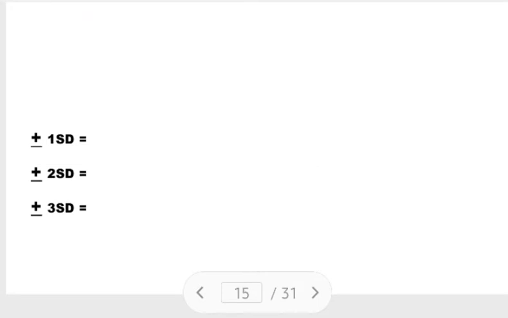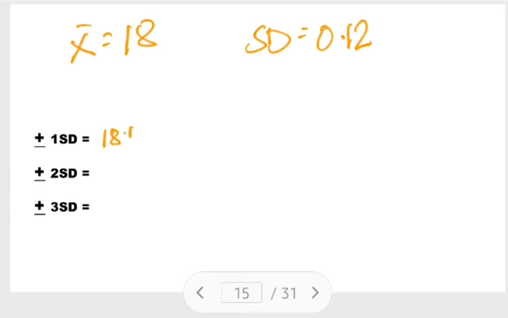Next, to get our first SD, second SD, and third SD, we have to add and subtract our standard deviation from our mean. So our mean is 18, and our standard deviation is 0.12. For our first SD, we have 18 plus or minus 0.12. It is equal to 17.88 to 18.12.